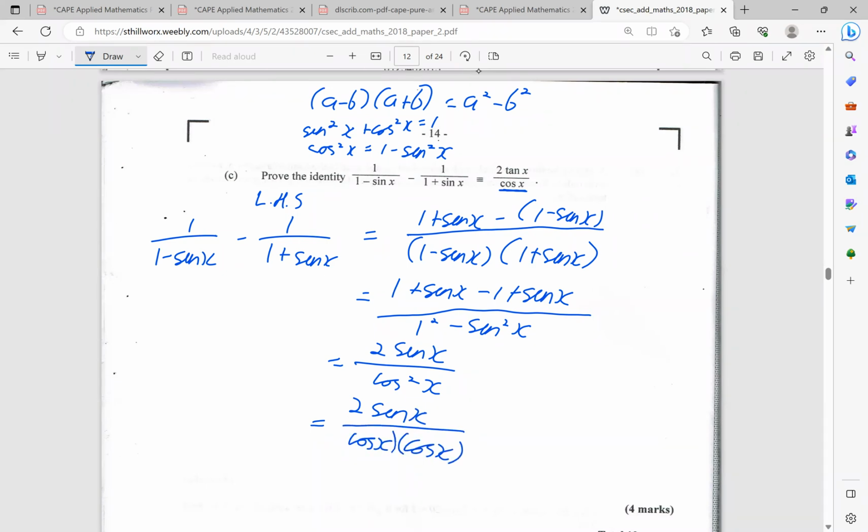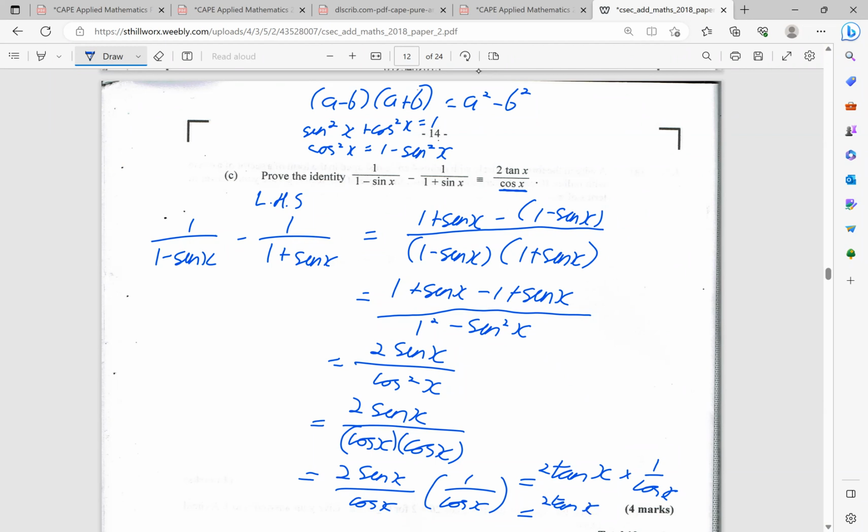Why am I doing that? Because when I look at my goal here, I need cos x below. Let me see if I could separate it. I'll get 2 sine x over cos x into 1 over cos x. Sine x over cos x is tan x by 1 over cos x. So 2 tan x over cos x.